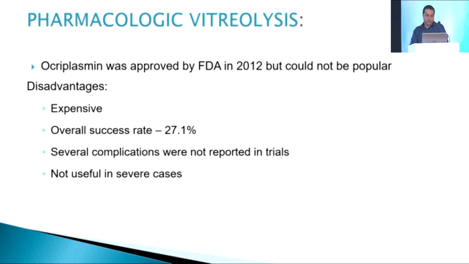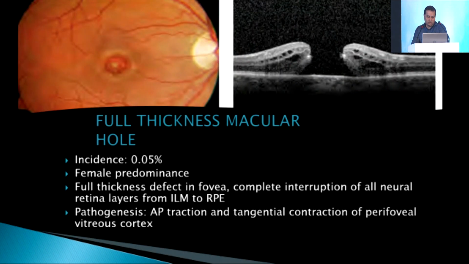Ocriplasmin was once used, but it was not that successful. There are certain disadvantages with that. It was expensive. The overall success rate was very poor, and people compared it with normal saline and saw a similar rate of separation. The most logical explanation was that it is because of the mechanical separation due to the injection rather than the ocriplasmin itself, and there were also pharmacological complications with the ocriplasmin.